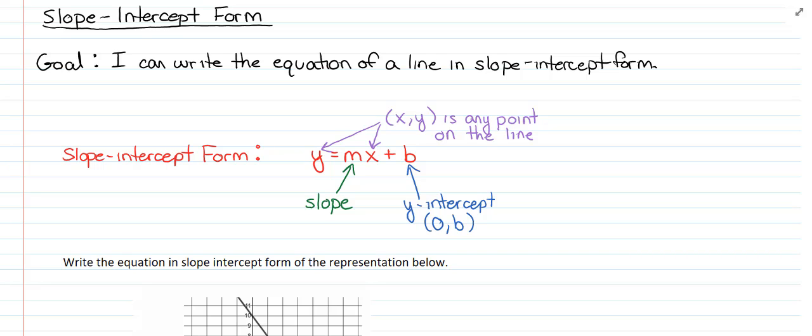In this video, we're going to continue to talk about slope-intercept form, but today we're going to focus on writing the equations of the line in slope-intercept form. So we know slope-intercept form is y equals mx plus b. Remember, the slope is the m, the y-intercept is represented by that b value, and then x and y are any point on that line. And that's going to be really important today.